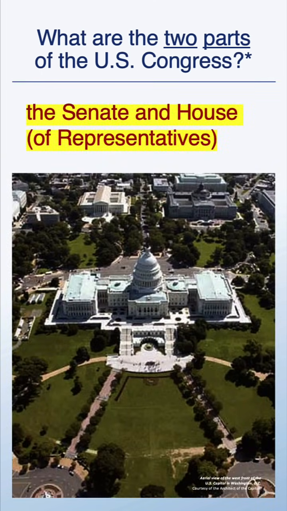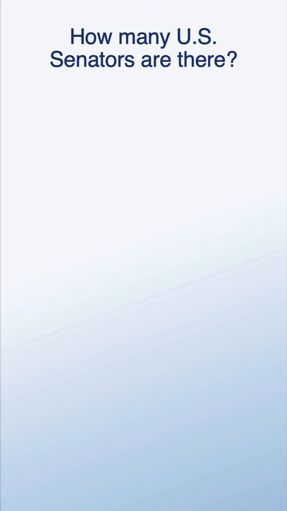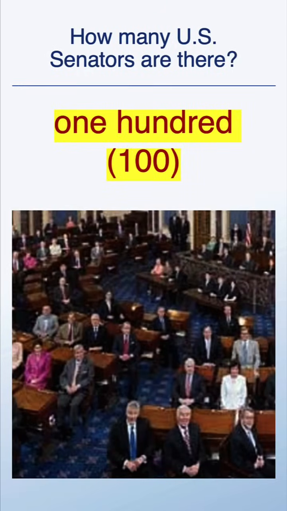Okay, here we have the Senate and House. You can say the Senate and House of Representatives, or you can simply just say the Senate and House. They are the two parts of the U.S. Congress. How many U.S. senators are there? There are 100 U.S. senators.